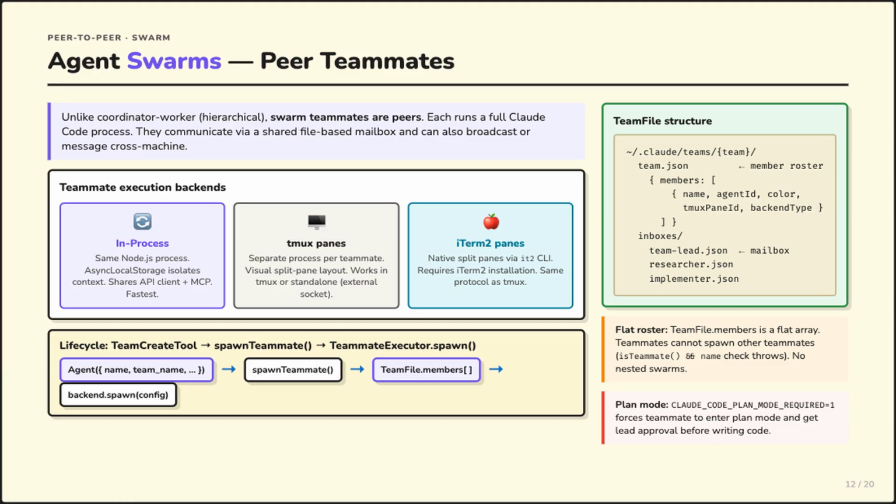The team roster is flat. Teammates can't spawn other teammates. Communication goes through a shared file-based mailbox system.